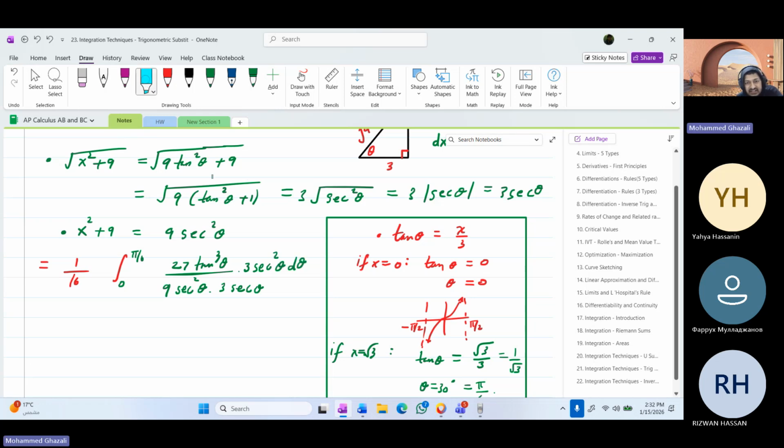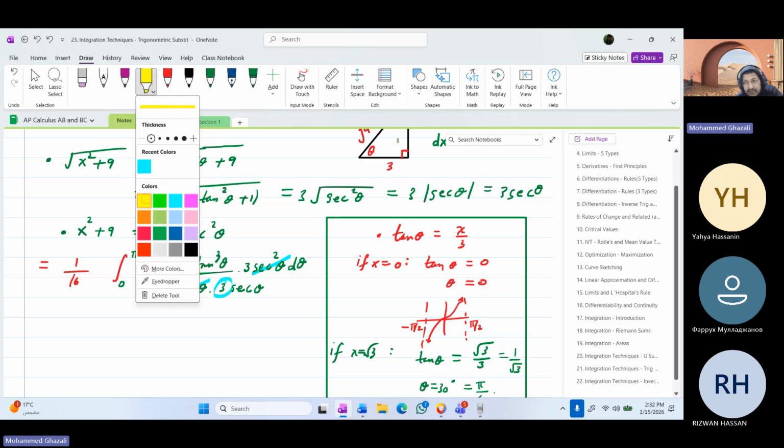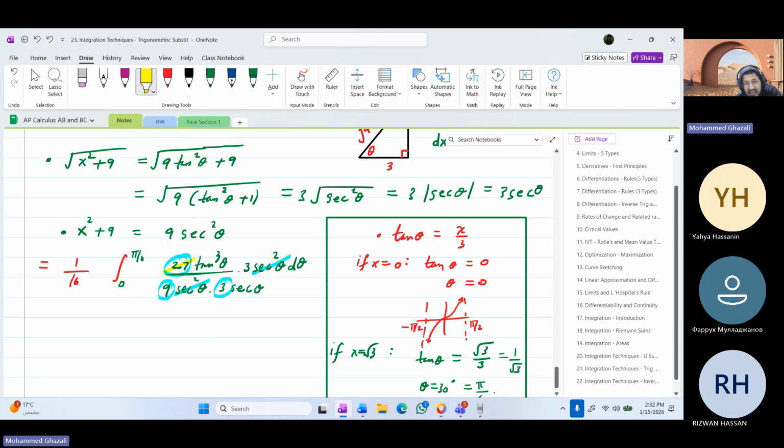Right, so now we can see some cancellations happening here. We can see the sec squared theta and the sec squared theta cancel out, right? We can see the 9 times 3 and the 27, they all cancel out, okay? 9 times 3 is 27. So all that cancels out.